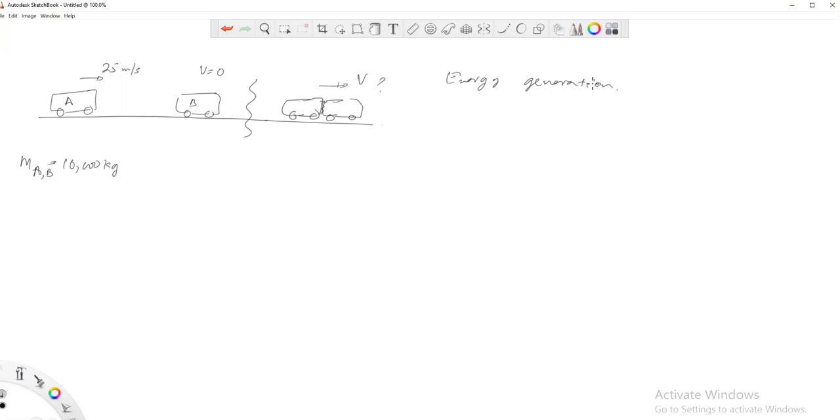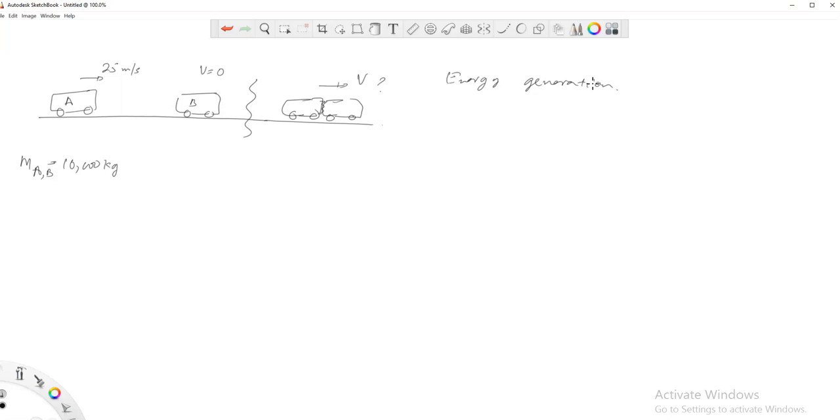So how do we find this? We can start with momentum conservation, because we know that regardless of the type of collision, momentum is conserved. We don't know about the energy conservation. Most probably there is no energy conservation here, so we can't start with that. We have to start with momentum conservation. And why is momentum conservation so useful?